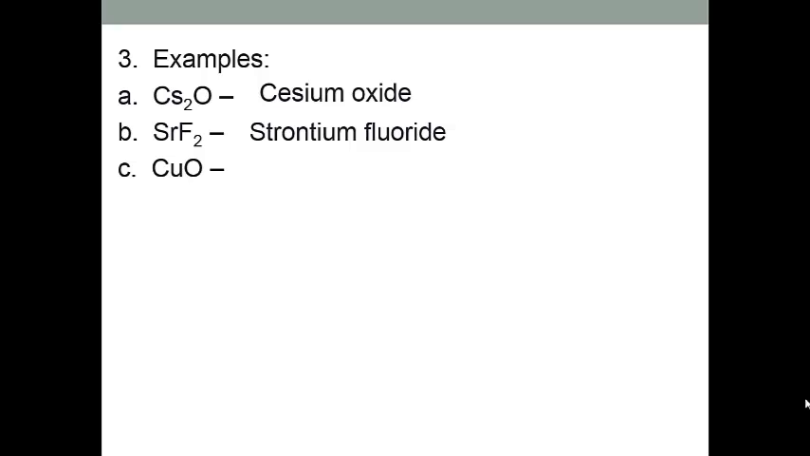Alright, let's get into another one. We have CuO. Now for this one, we still want to make sure that we have two elements. We have copper, a metal, oxygen, a nonmetal. And then we want to look and check our metal.